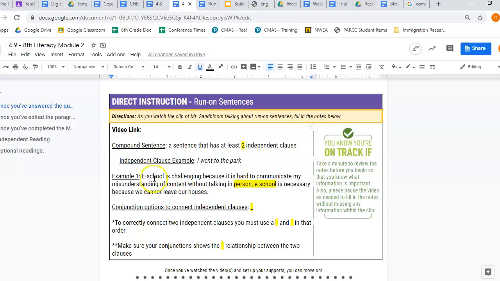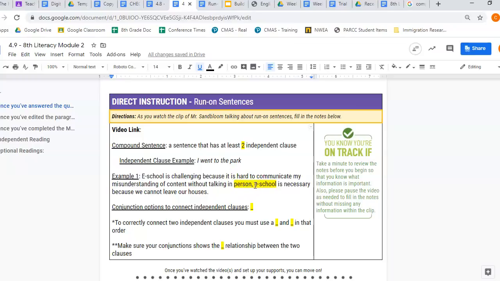Example 1: eSchool is challenging because it is hard to communicate with my misunderstanding of content without talking in person. eSchool is necessary because we cannot leave our houses. So when I look at that example, I see two independent clauses that are connected incorrectly. So I know that this is a run-on sentence, and I helped you out here by highlighting where the break is between the two independent clauses that is done incorrectly.